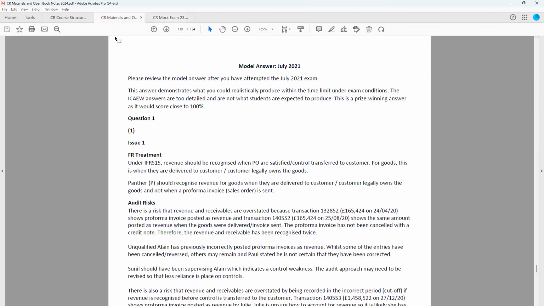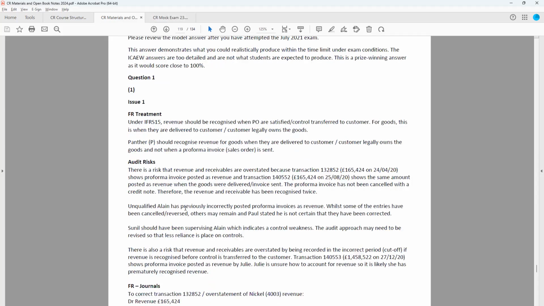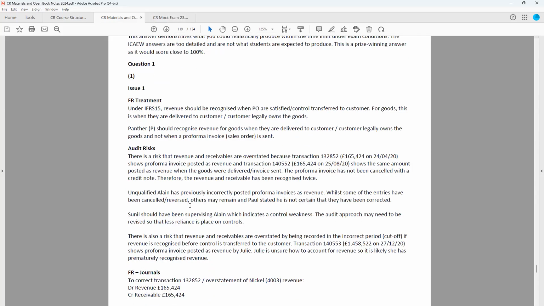I'll then produce my answer to the question so you can see me work through the question in full, and I'll be able to demonstrate the types of points you should include in your answer, the writing style you should use, how to structure your answer as a whole, and how to answer several parts of the question simultaneously.